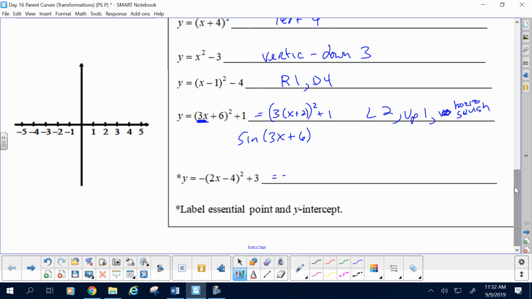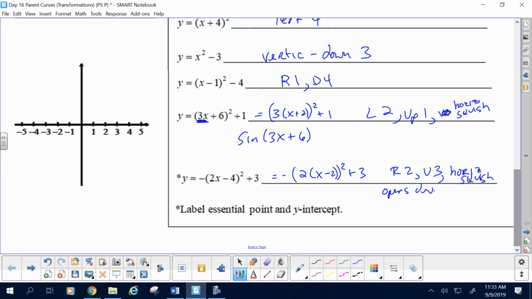So factoring this guy. This is negative, parentheses 2, parentheses x minus 2, squared plus 3. Now tell me, what are the shifts? Right 2, up 3. And again, if you said right 4, I understand where you're coming from, but you've got to factor. It's got to be factored. So what about the 2? That's, again, a horizontal squish, which if you multiply it out would be a vertical stretch. What does the negative do? Causes it to open down.